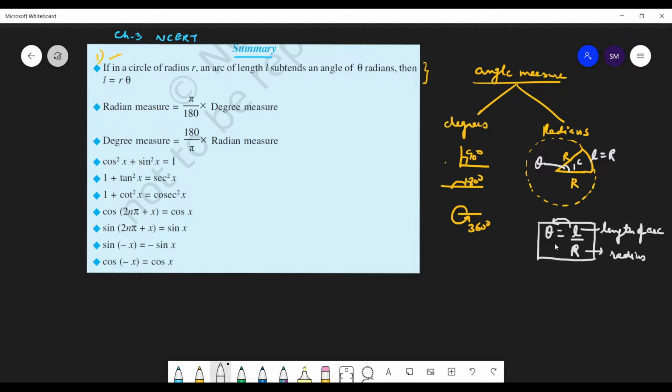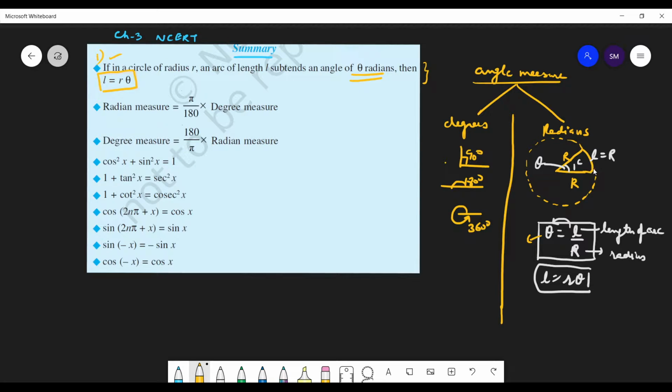So that's the formula we have, that theta equals L by R, or if you write small r as the radius, you can write it as L equals r theta or theta r. So students, that's how you get this first formula: L equals r theta. It is clearly written that theta is not in degrees here. This theta is in radians.